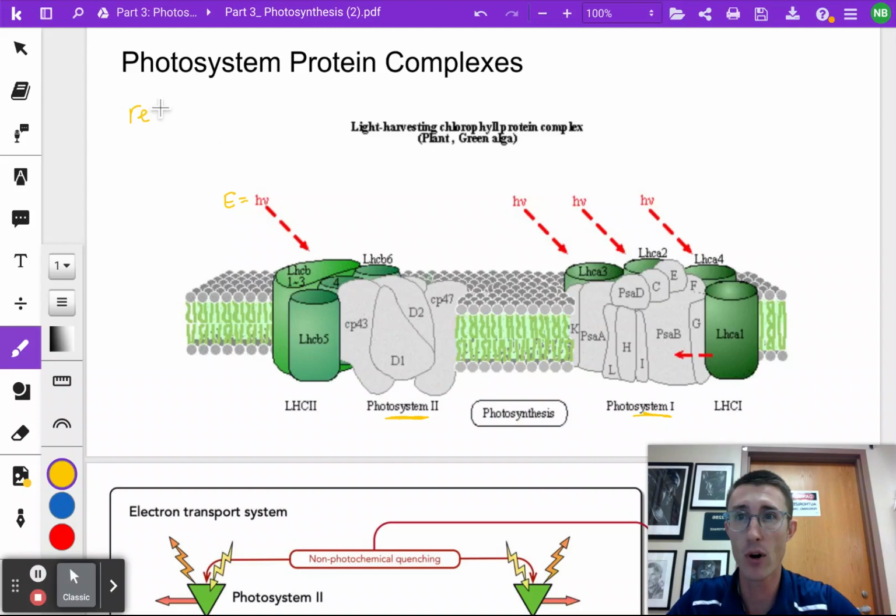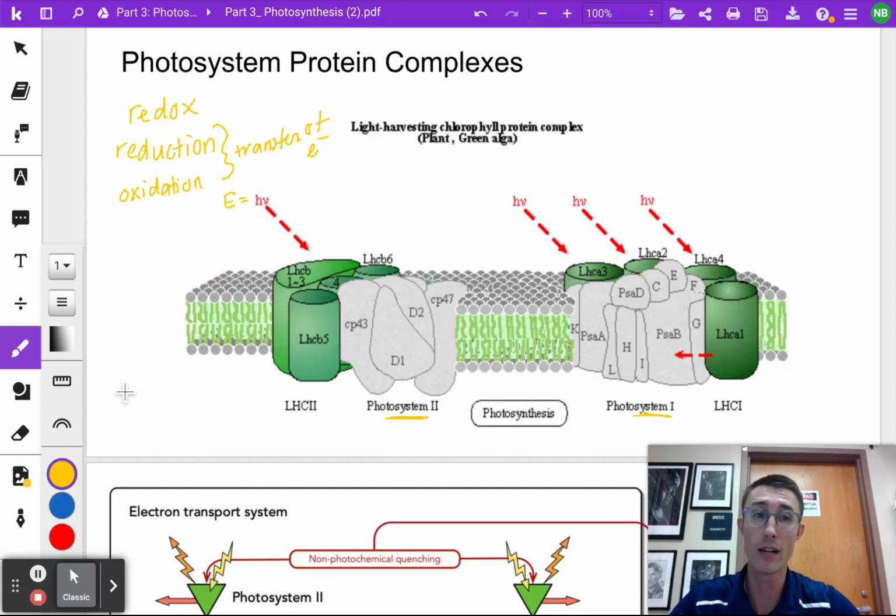If we remember redox reactions, ultimately we're looking at different reduction or oxidation processes, which are about the transfer of electrons. Things are either gaining or losing electrons, which allows the shuttle of these electrons through the system.